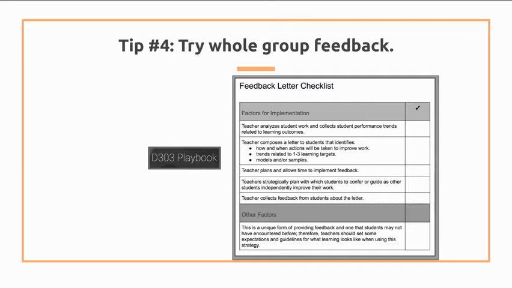Tip number 4, try whole group feedback. This strategy works great when you find yourself repeating the same feedback over and over. The trends you're seeing could be communicated to the whole group rather than repeated to individuals. The feedback letter playbook strategy outlines how this whole group feedback could be generated. You could even share as a letter or comment in person as part of a video message to students.